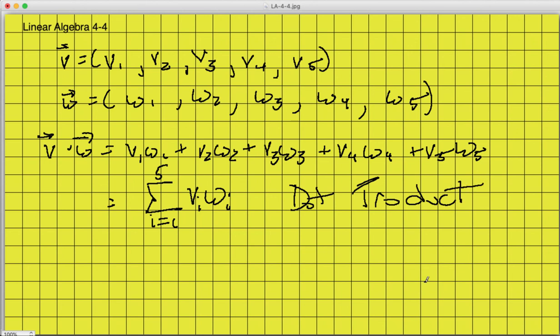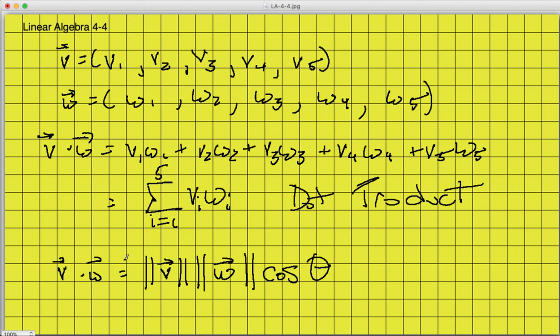Now there is a different definition of the dot product, and it turns out to be completely equivalent: v dot w, the dot product, is equal to the length of the v vector times the length of the w vector times the cosine of the angle between v and w.